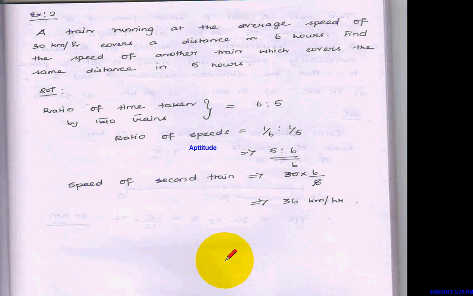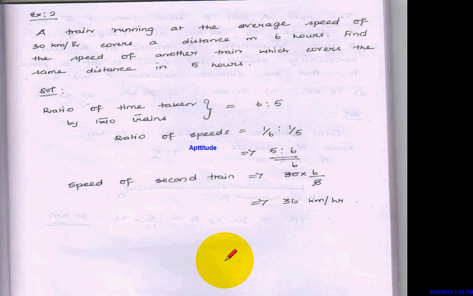Yes, the same thing we have applied for this problem. So the ratio of the time taken by the two trains is given. The first train takes 6 hours and the second train takes 5 hours. So I can write 6 by 5. And the ratio of their speeds, how to calculate? The time is given. From the time you need to calculate the ratio of their speeds. So it is inversely proportional. So if the first train takes 6 hours, then the speed will be 1 by 6. Am I right?